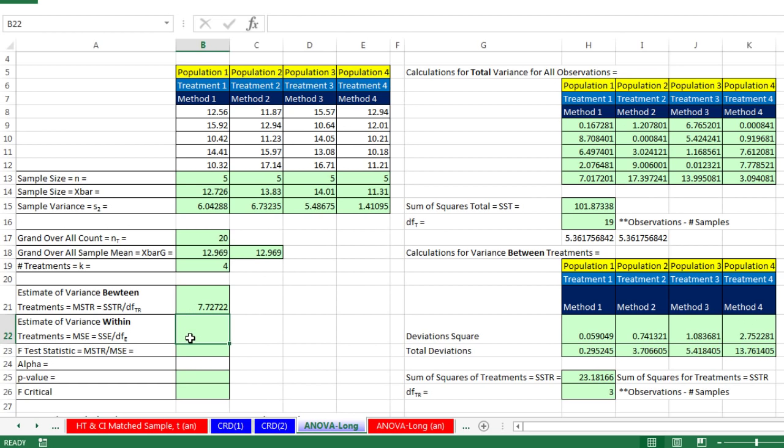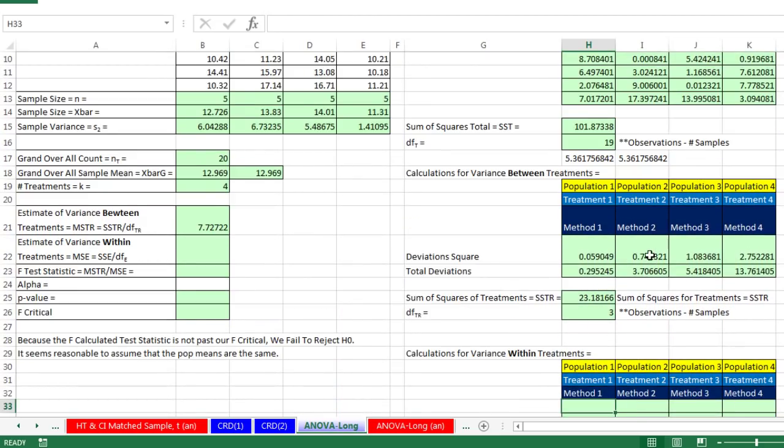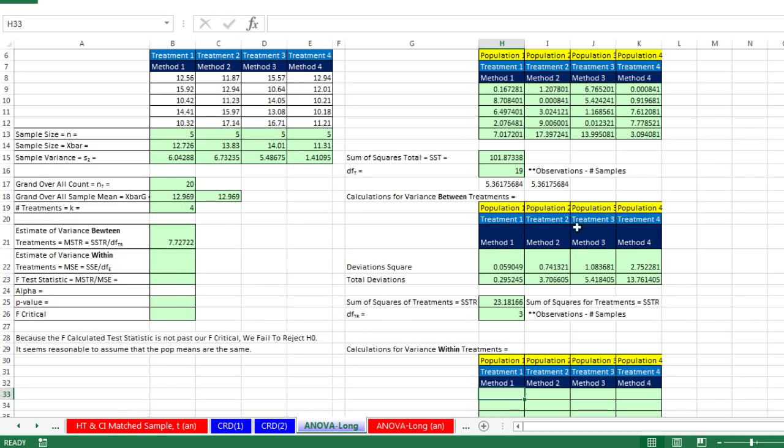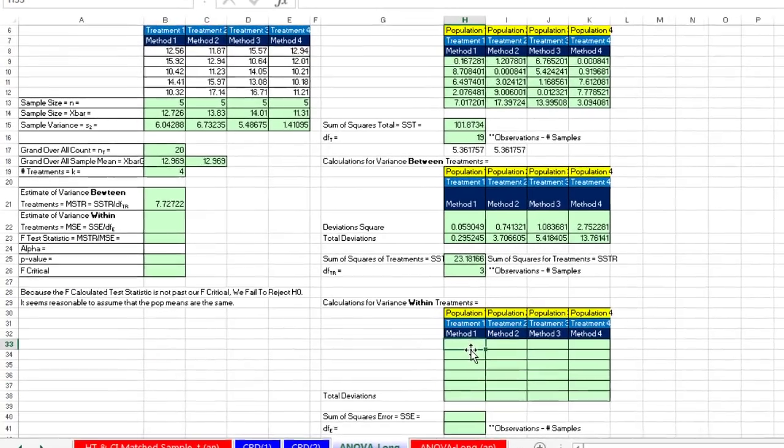Now we have to calculate estimate of variance within the treatments. That's called the mean square of the error. All right, now we're going to scroll down. And I'm going to try and scroll down just so we can see. And I'm going to try and fit this on the screen. I know this is kind of small, but here we go.